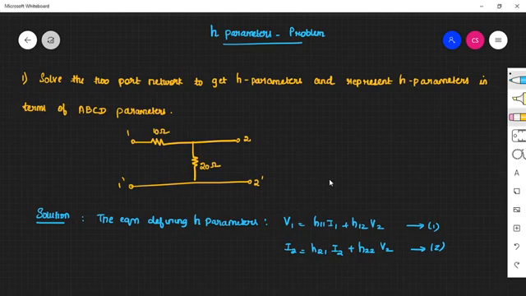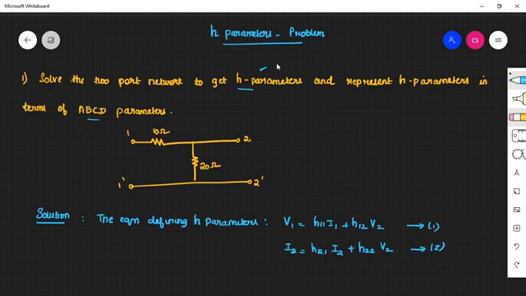Let us see a problem based on the H parameters. The given question is: solve the two-port network to get the H parameters and represent the H parameters in terms of the ABCD parameters. So this is the given two-port circuit to us. We need to first find the required H parameters and then represent them in terms of ABCD parameters. We will first start by finding the H parameters of this network.